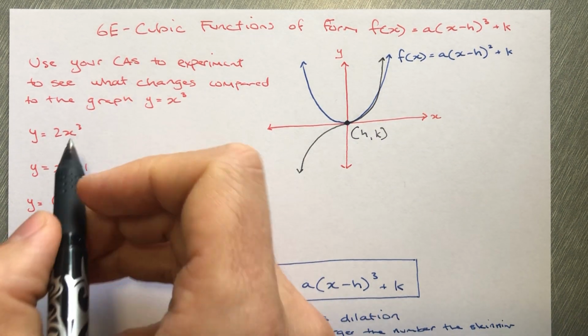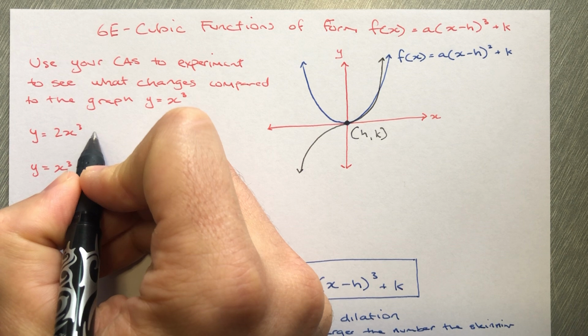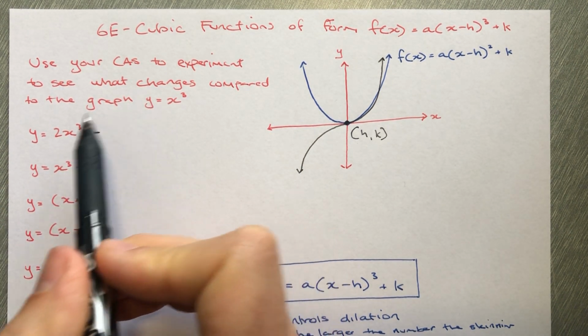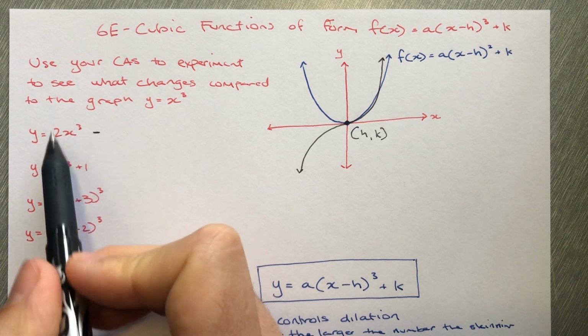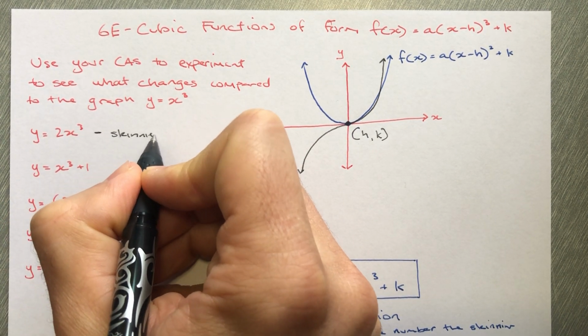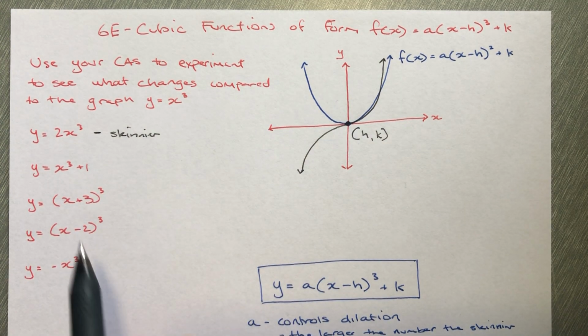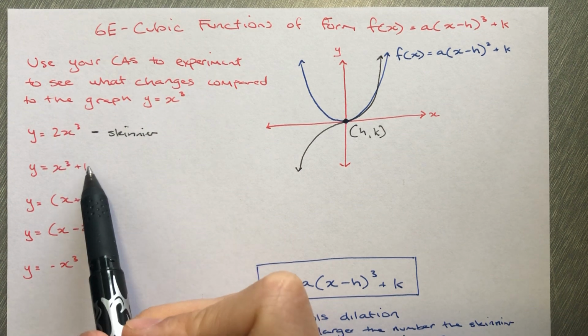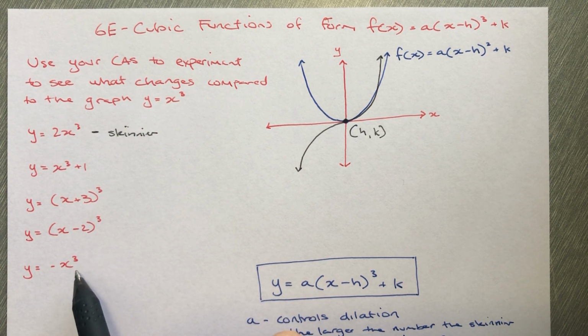So for example, I'm not going to show you on the CAS right now. You'll be able to see it if you sketch both. But if I sketch this one and then this one, I'll see that this one has actually become skinnier. So that should be telling us something about what this number in front actually does. So I want you to tell me what happens to each of these different ones.